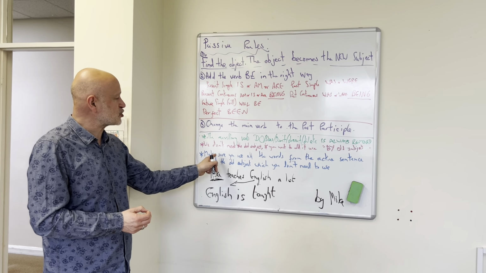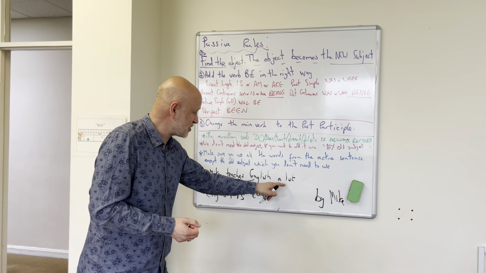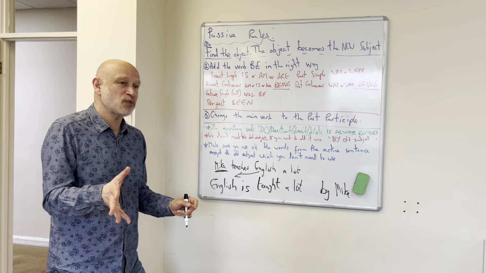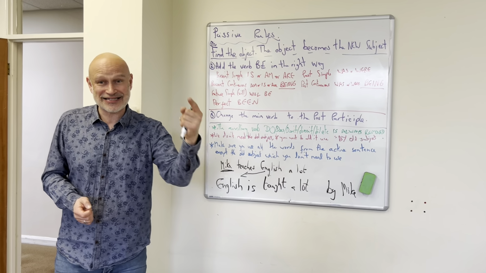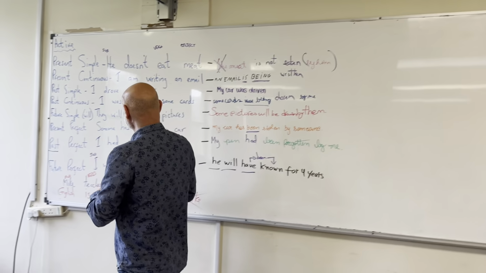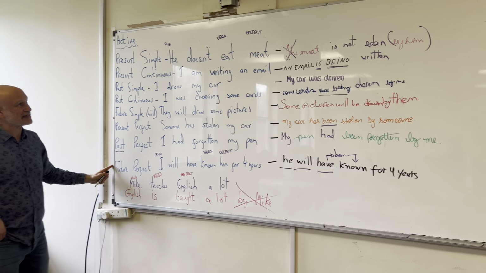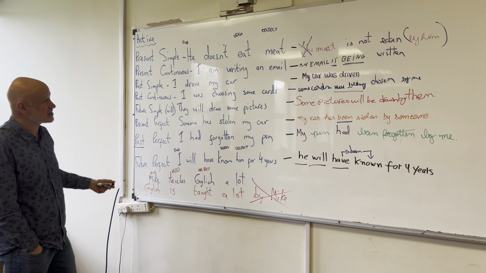And we need to make sure we use all the words from the active sentence. So these words here need to be used. Don't take any words away except the old subject. And don't add any words. So if we come round here, this is the work we've done. Here are the 8 tenses that can be made into passive sentences.